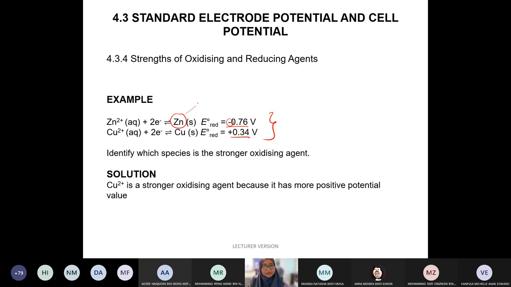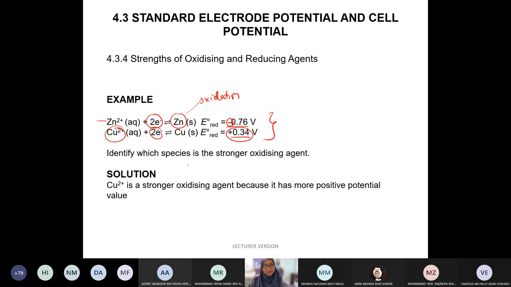zinc sebenarnya prefer to undergoes oxidation. Zinc kita tahu kan, metal kan dia prefer to undergo oxidation. So that's why lah dia punya value negative. Dia tak prefer undergoes reduction. Nampak? Zinc 2 plus accept 2 e to become zinc. Tapi still kita boleh measure dalam bentuk reduction. But this is the value lah, negative 0.76. And this is more positive. It shows that copper 2 plus prefers to undergoes reduction. Maksudnya dia accept to become copper. But this one, dia tak prefer sebab the negative value.